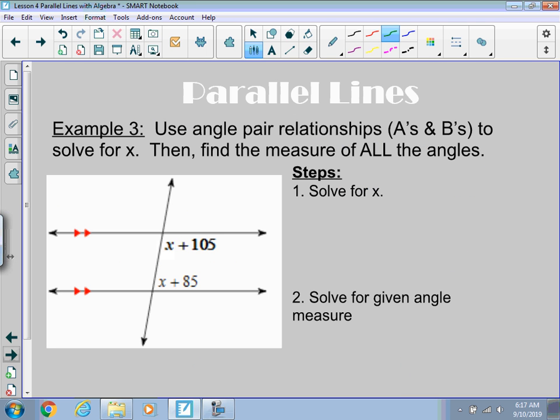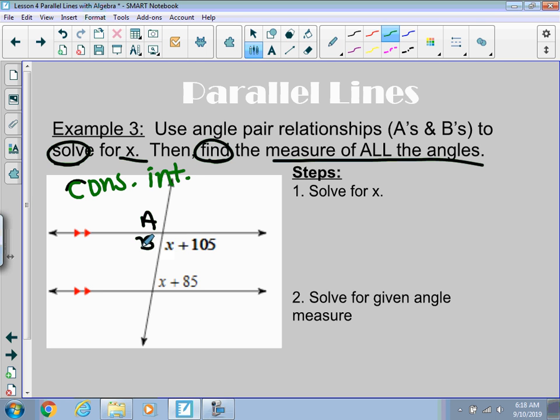Okay, let's check another one. So here, again, we're still doing the same thing. We're solving for x and finding the measure of all of the angles. So the vocabulary word here is consecutive interior, which means they would add up to be 180. You can also discover that from your A's and your B's. So I'm going to put my A's and B's in here.